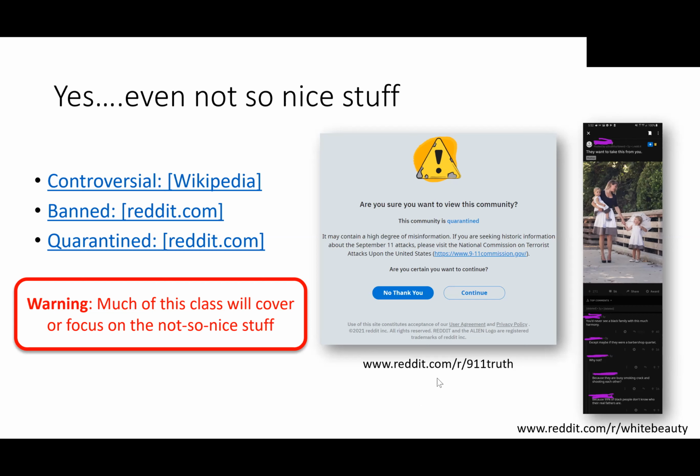This first one is a 9/11 Truth subreddit, which I haven't entered and I'm not going to review. This is a quarantined subreddit, and I'm fairly certain it's a 9/11 denier community. As you can read here, it might contain a high degree of misinformation. When you try to visit the 9/11 Truth subreddit, you get welcomed to this warning page, and then you can either continue or not continue.